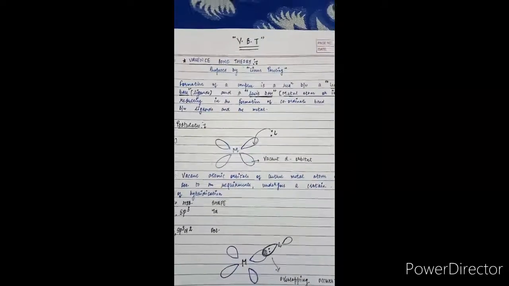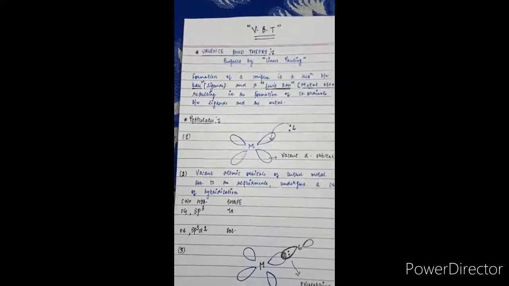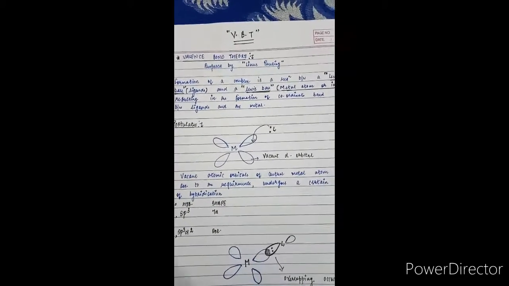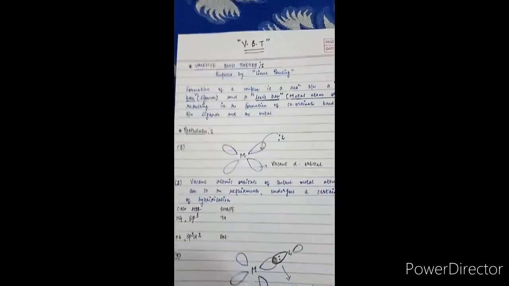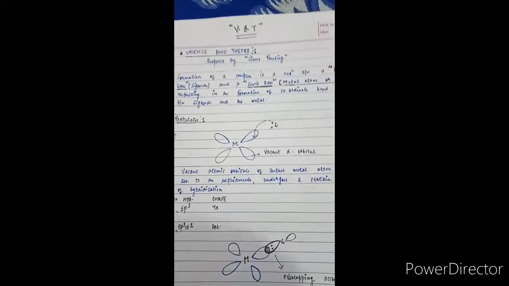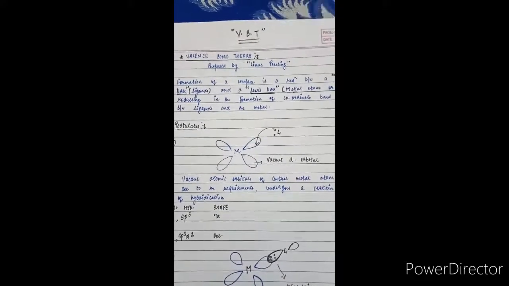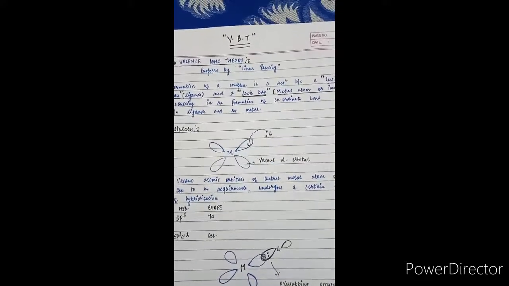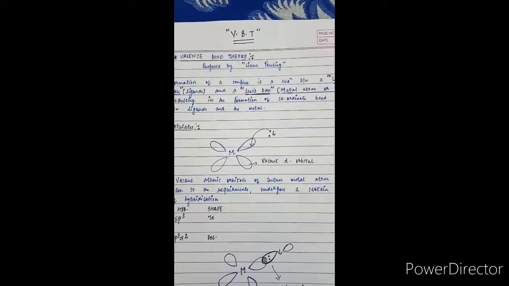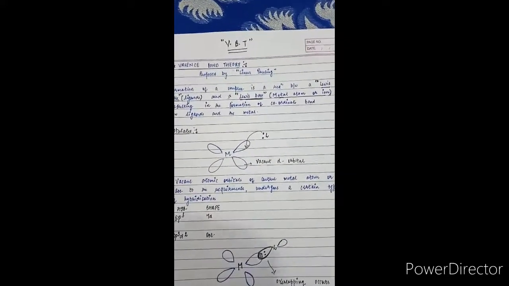So in complex compounds there are two species, the metal and the ligands, and there should be some interaction between them, and that interaction is covalent. According to VBT, the interaction between the central metal atom and the ligands is a covalent interaction, and in this the central metal atom behaves like a Lewis acid, and the ligand behaves as a Lewis base.